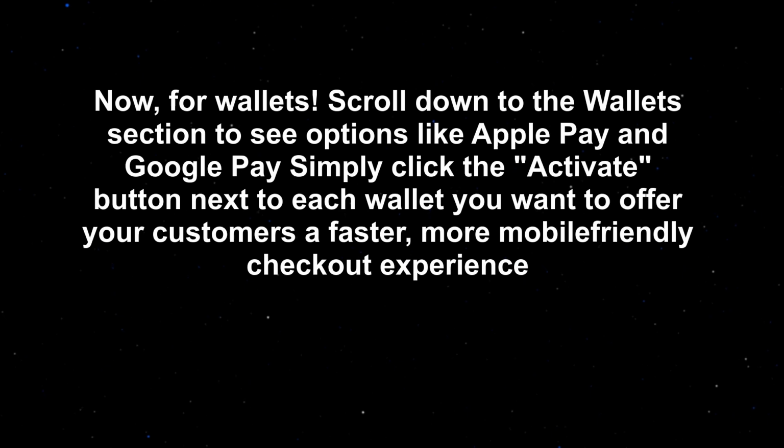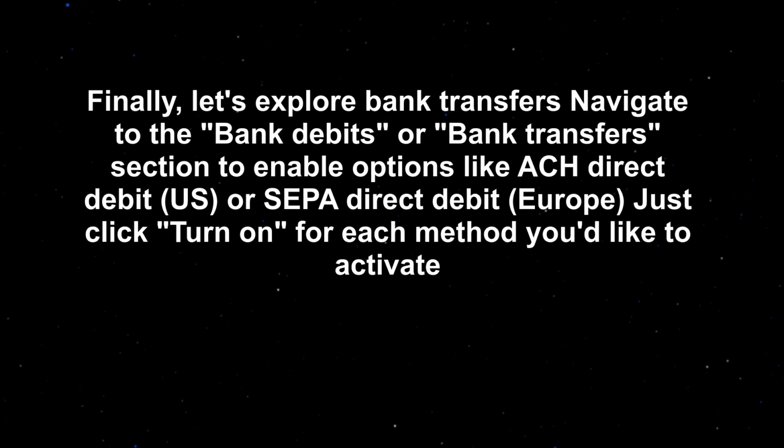Simply click the Activate button next to each wallet you want to offer your customers a faster, more mobile-friendly checkout experience. Finally, let's explore bank transfers. Navigate to the Bank Debits or Bank Transfer section to enable options like ACH Direct Debit US or SEPA Direct Debit Europe. Just click Turn On for each method you'd like to activate.